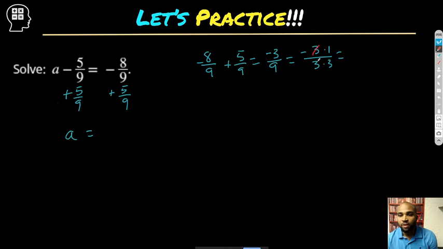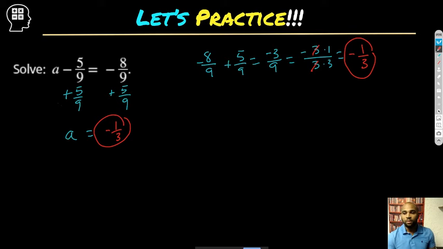So I'm dividing a 3 out. 3 over 3 is just 1, so that leaves me with negative 1 over 3. So that's what my A should be, negative 1 over 3.